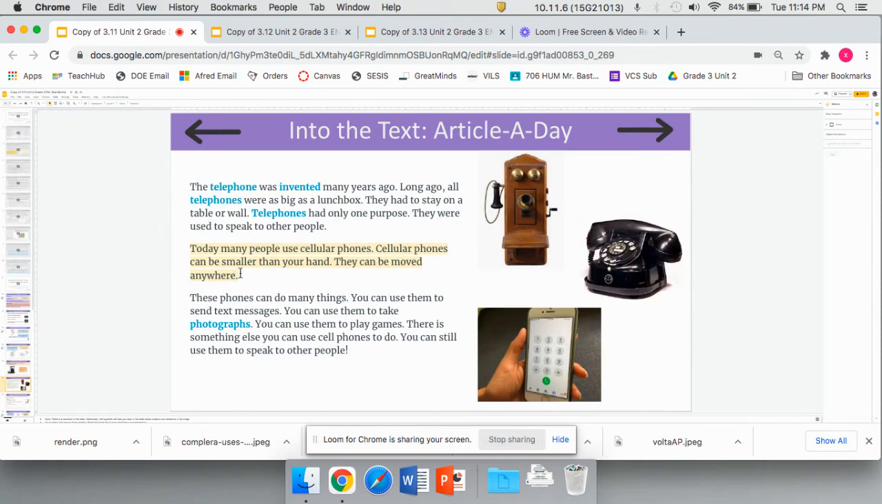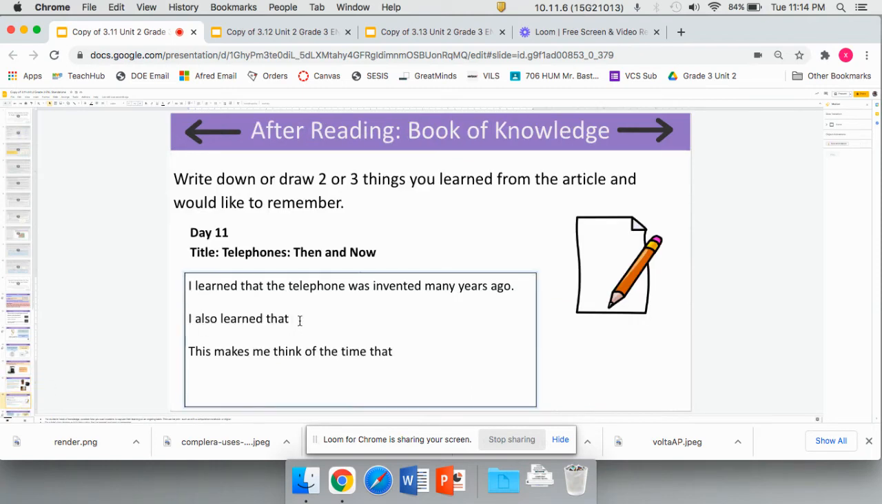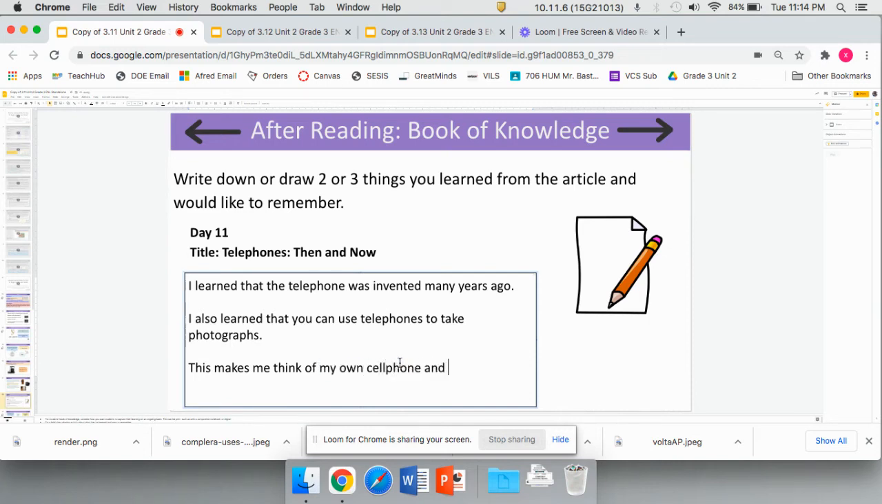Another thing that I would like to remember from this article is you can use cell phones to take photographs. So I'm going to write that in my book of knowledge. I also learned that you can use telephones to take photographs. And this makes me think of my own cell phone and the phones that my mom used to have when I was little. They were almost like those old phones, right? So I remember phones that looked like this. Very old.